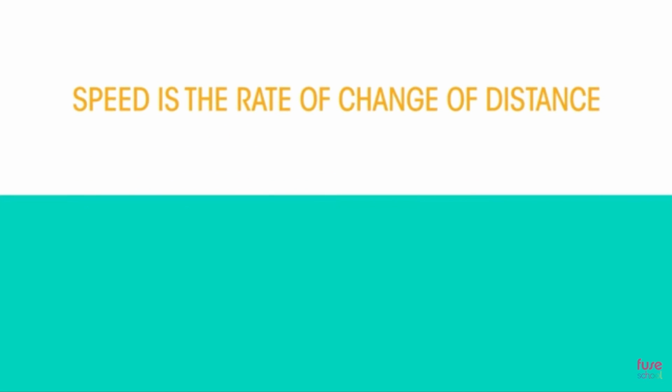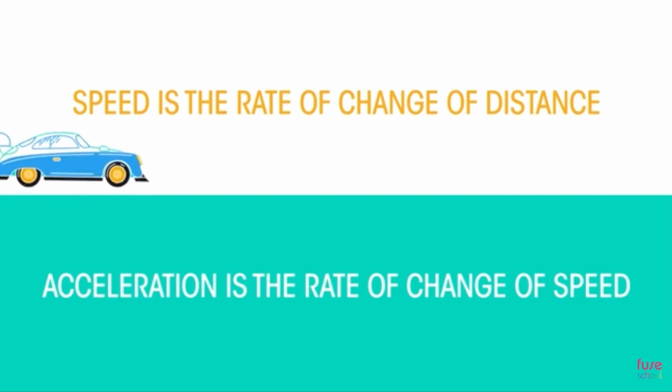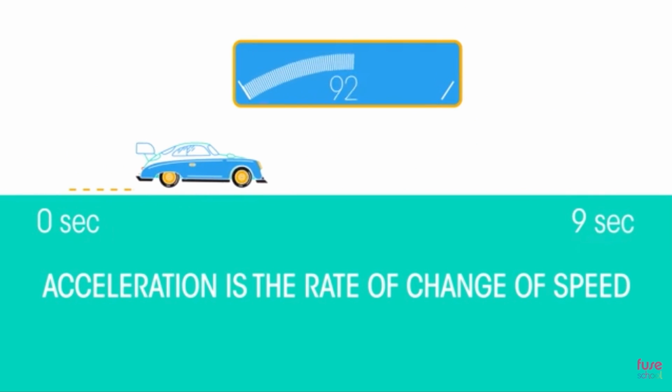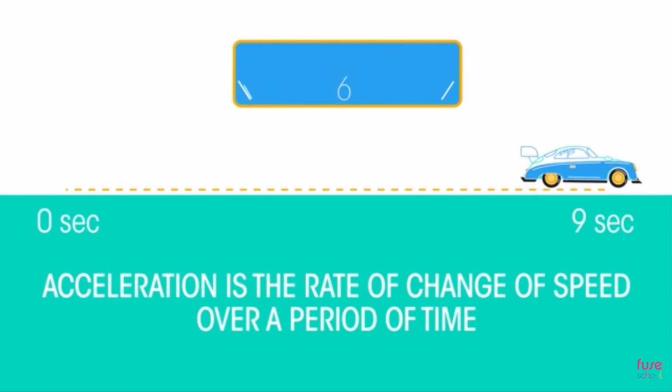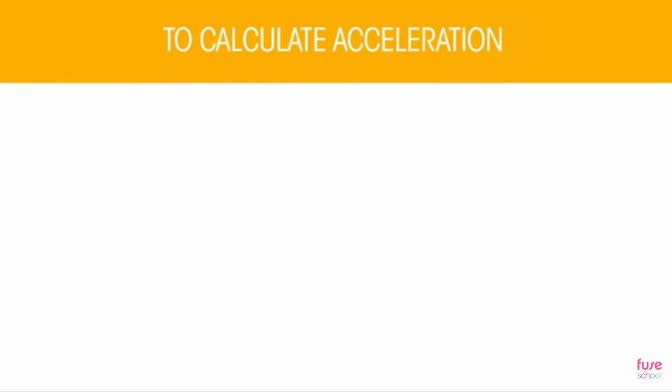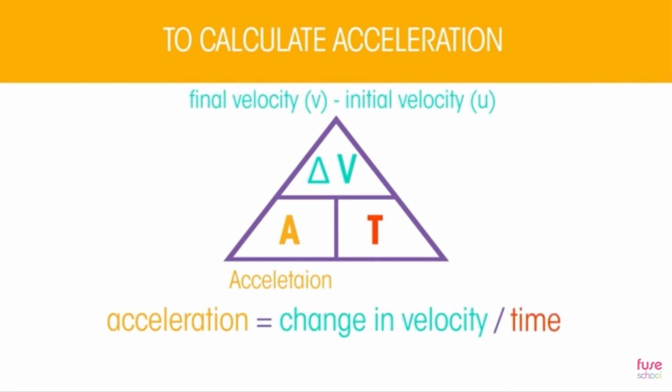In the same way that speed is the rate of change of distance, acceleration is the rate of change of speed. This means that the acceleration of an object is a measure of how much its speed changes over a given period of time. To calculate acceleration, we use the following equation. Acceleration is equal to change in velocity divided by time.